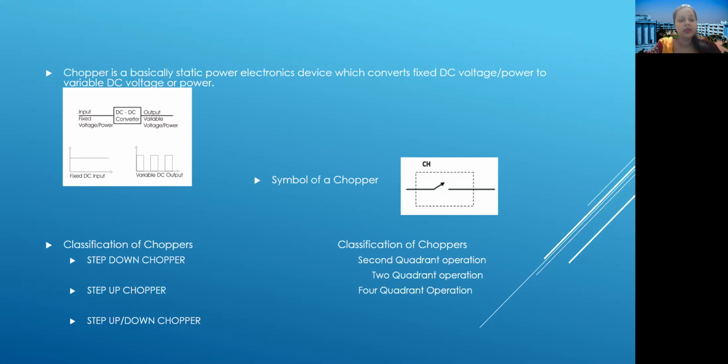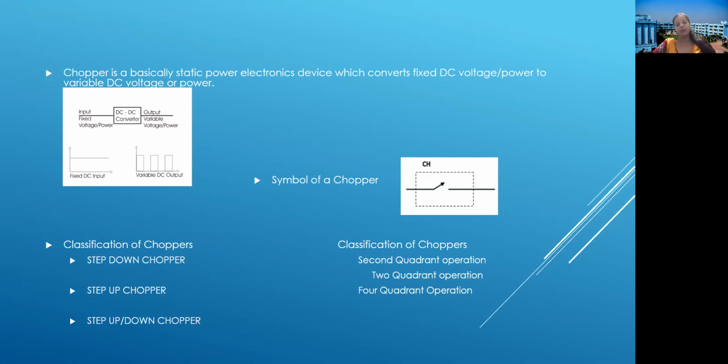Classification of chopper. According to the voltage we get in the output, since we are getting a variable output voltage, whether it's greater than the input voltage or less than the input voltage, or according to our requirement, depending on that, chopper can be classified into three categories: step down chopper, step up chopper, and the last one is step up or down chopper.